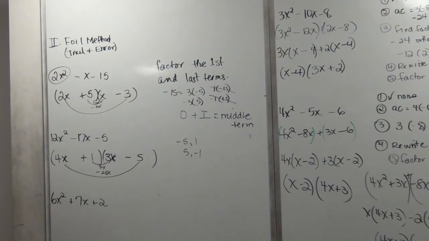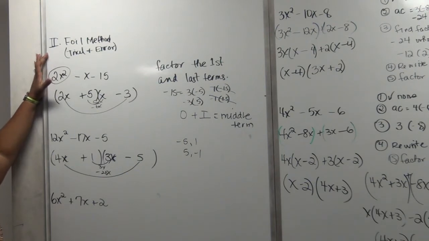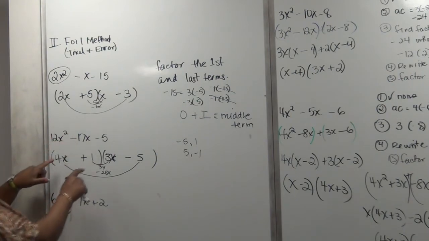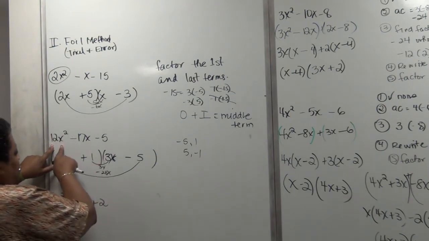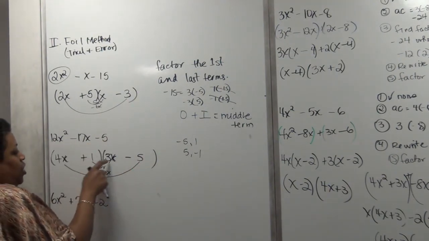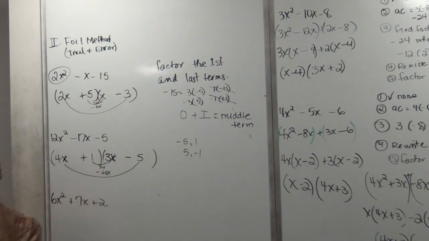That's what I call trial and error. They call it the FOIL method, I call it trial and error. You're playing with the factors. So when you multiply this and this, you get this. When you multiply these two, you get this. And your O's plus your I's equal the middle. Okay?